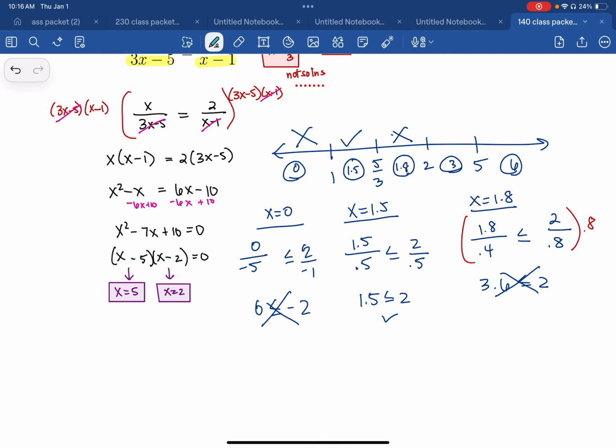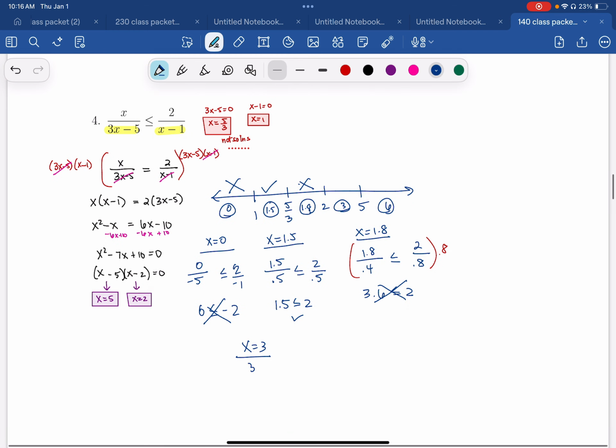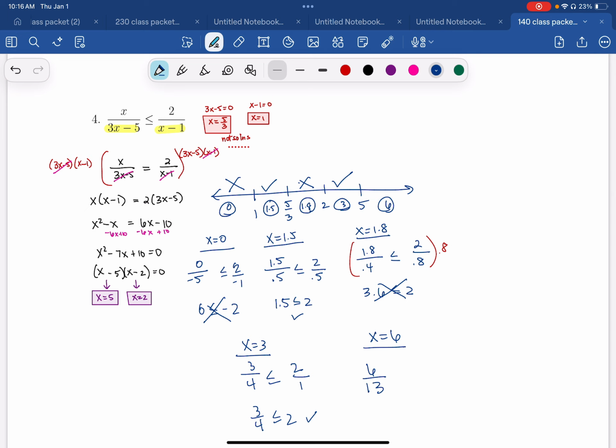Next, in our next interval, we've got x equals 3. And we're plugging that one in. So 3 over 9 minus 5 is 4. Less than or equal to 2 over 3 minus 1 is 1. So is 3/4 less than or equal to 2? It sure is. So we want that one. And lastly, x equals 6. We will have 6 over 6 times 3 is 18. 18 minus 5 is 13. Less than or equal to 6 over 5. Sorry, 2 over 5.